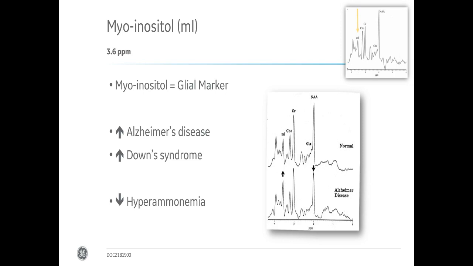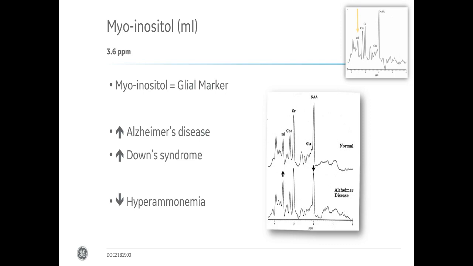And we see an increase in a number of diseases, like in Alzheimer's disease or in Down syndrome. But we sometimes also see a decrease, for example, in hyperammonemia. I will learn it once in my life, hopefully.